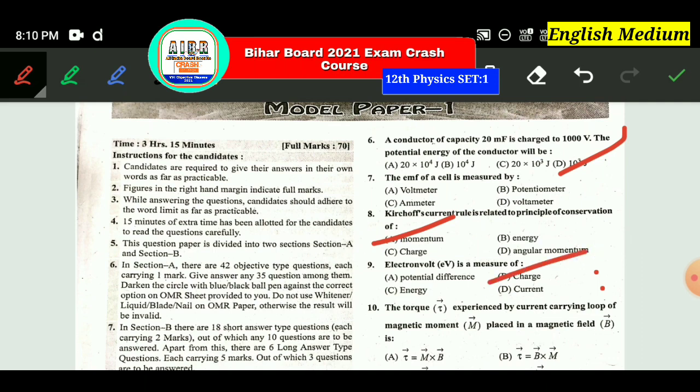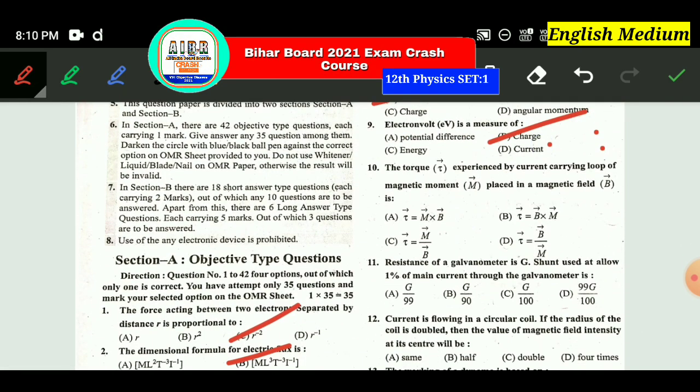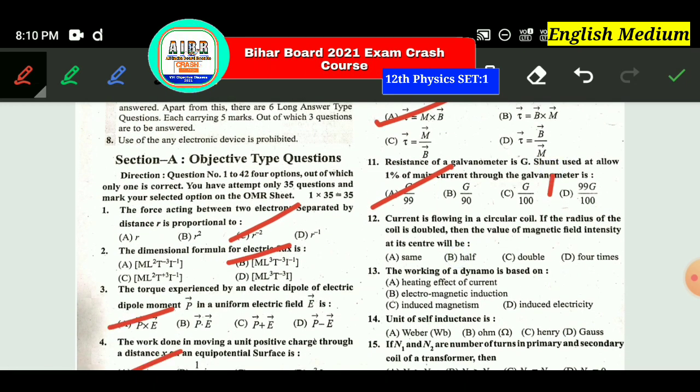Next question, the torque experienced by a current carrying loop of magnetic moment m vector placed in a magnetic field B vector is, T vector is equal to m vector cross B vector. Answer is A. Resistance of a galvanometer is G, a shunt used to allow 1% of main current through the galvanometer. The answer is G by 99. Answer A. Current is flowing in a circular coil.